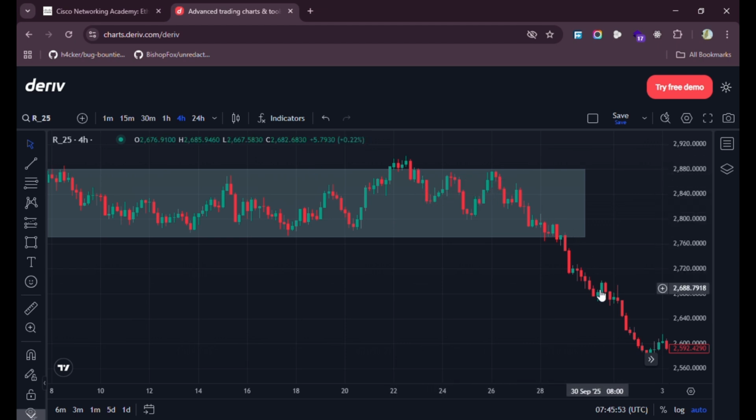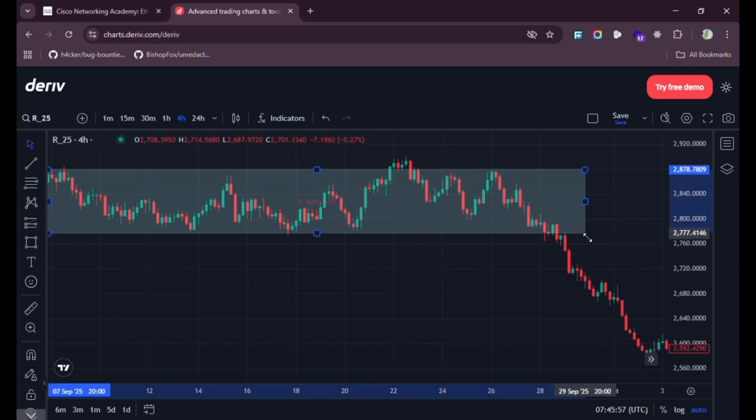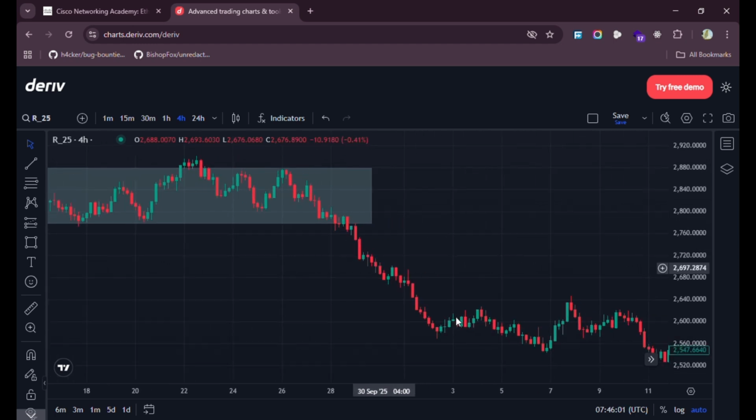Then now distribution. This is what we call distribution. This now is the distribution phase. After distribution, the market goes in a cycle. Distribution goes back to accumulation, manipulation, distribution. The cycle continues like that. Accumulation, manipulation, distribution.